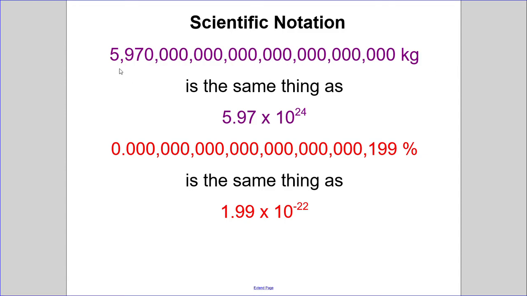So for example, this number is the same thing as 5.97 times 10 to the 24th. What that means is that if you start here at the comma and you move the decimal place 24 times, that's how many digits there are right there. And likewise, if you start here, 0.000000000 all the way over here, that is the same thing as 1.99 times 10 to the negative 22nd. And if you start at this decimal place and go over 22 digits, you'll end up right between the 1 and the 9, which is where that decimal point is. So that's how we write scientific notation.